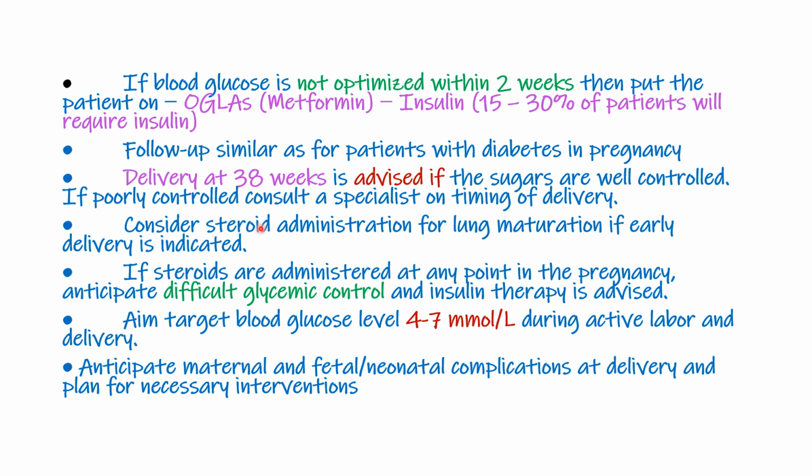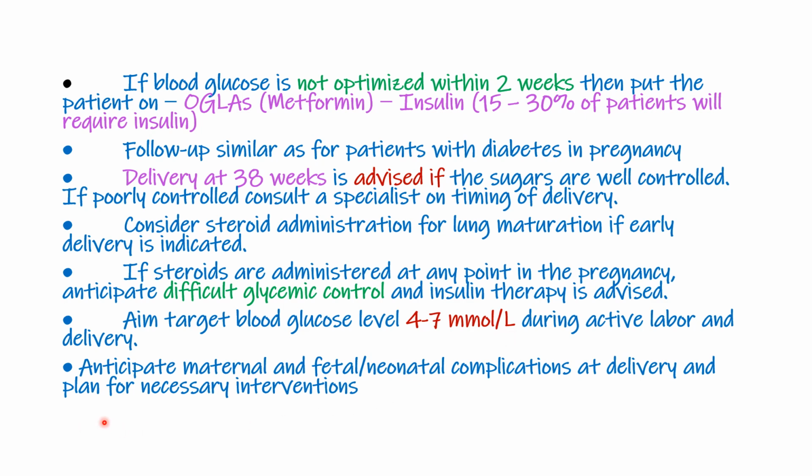Consider steroids if you are to deliver this baby prior to 38 weeks. In terms of the steroids, kindly remember that in normal physiology steroids will alter glucose control. So if steroids are administered at any point in the pregnancy, anticipate difficult glycemic control, and insulin therapy is usually advised. In terms of the target during delivery and labor, our aim for blood glucose is 4 to 7 millimoles per liter.